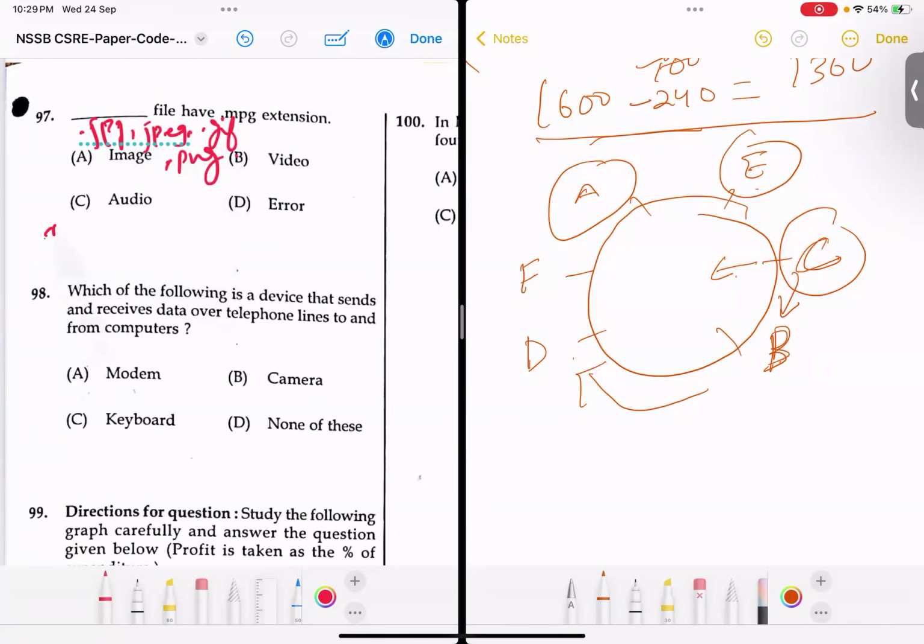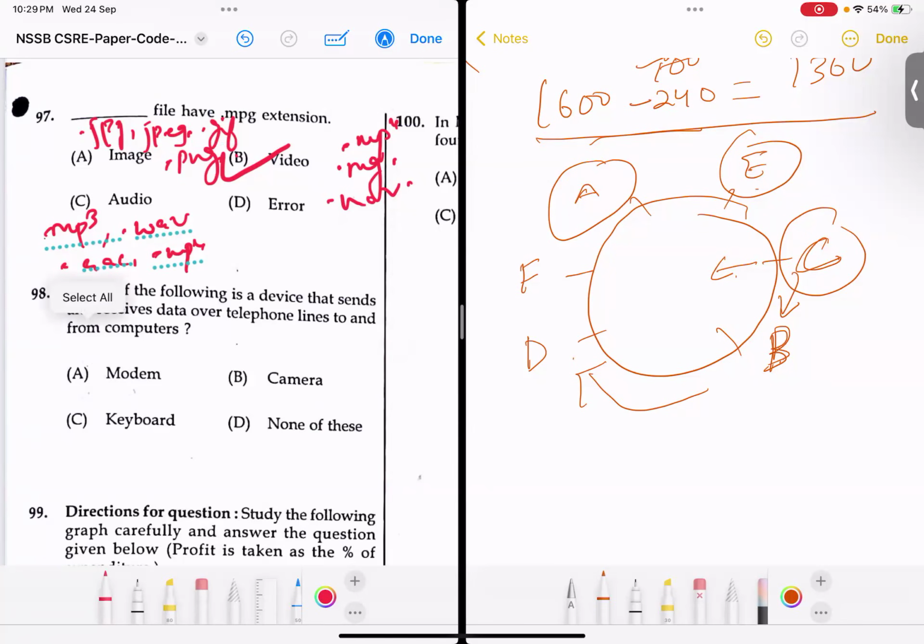If we come to audio, it will be .mp3, .wav, .asc or .mp4 or something like that. But when we have a .mpg extension, it is a type of video file, okay? So it can be .mp4 also, or it can be .mpg as given in the question. These are the different types of video file, and even .mov.